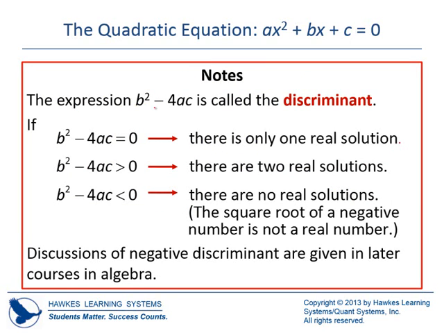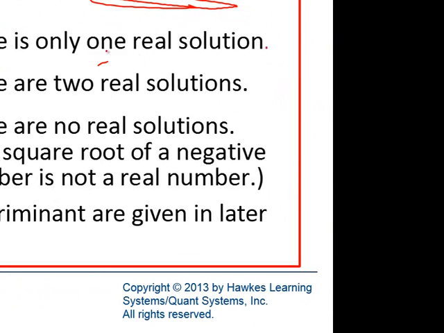Now, the expression b squared minus 4ac is called the discriminant. Remember, that's underneath the square root sign. Alright? Now, if this value right here is going to be equal to 0, we plug in the numbers for b squared minus 4ac, and whenever we do the calculations, the value is 0, then there is only one real solution.